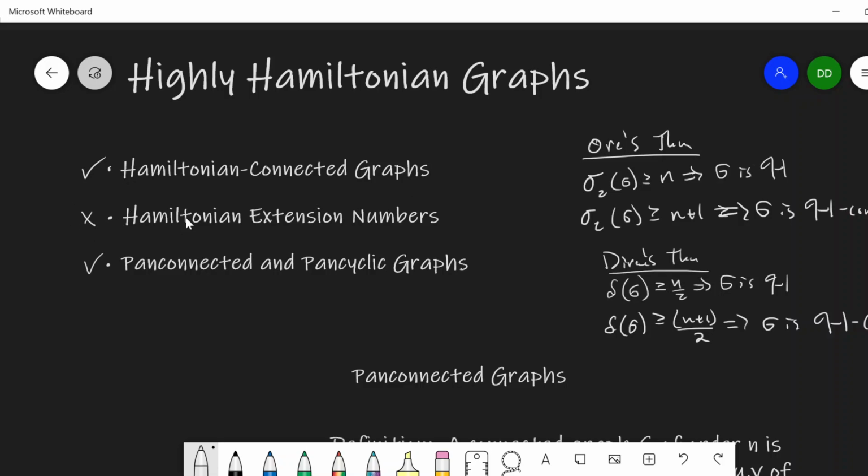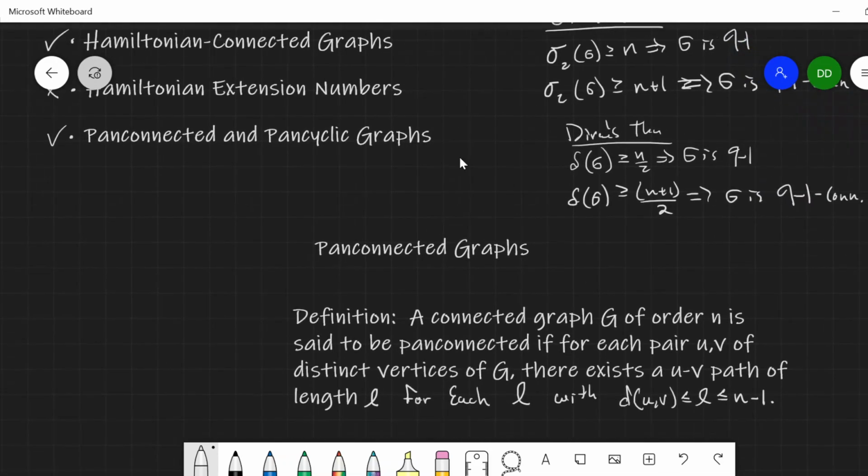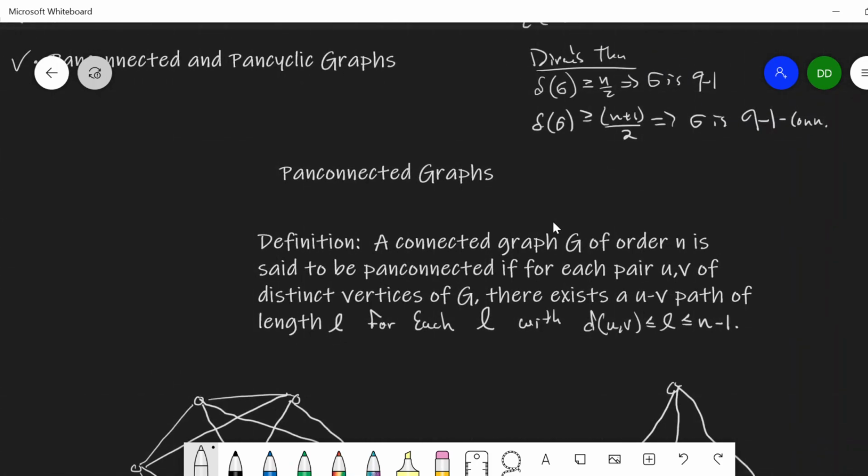So again, we're skipping Hamiltonian extension numbers, but we'll talk about pan-connected and pancyclic graphs, and we'd like to see if there is an Ore type result, Dirac type result for this. So first off, what's a pan-connected graph?